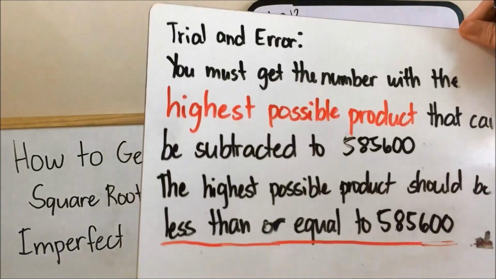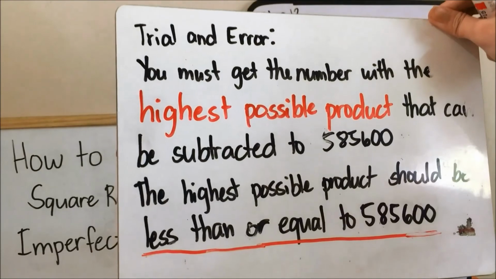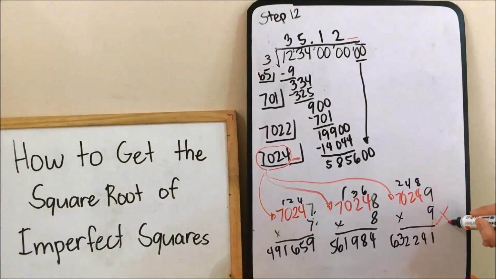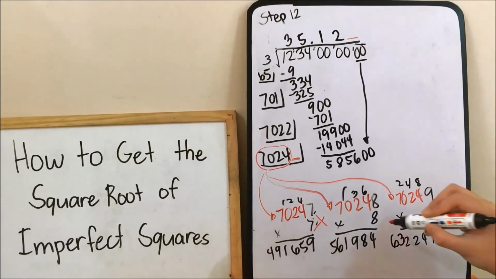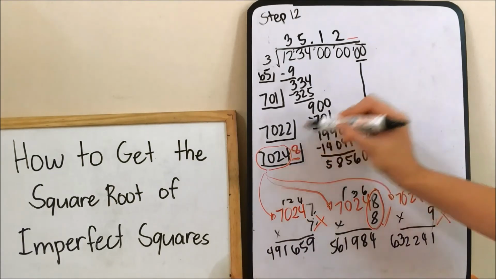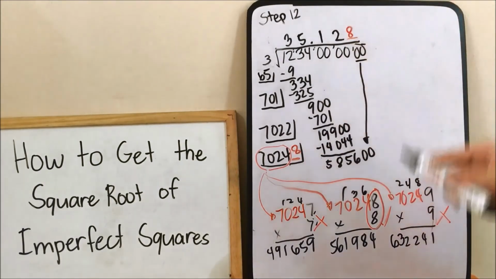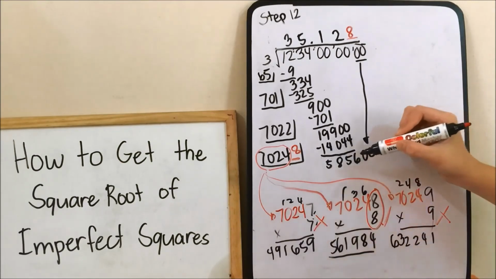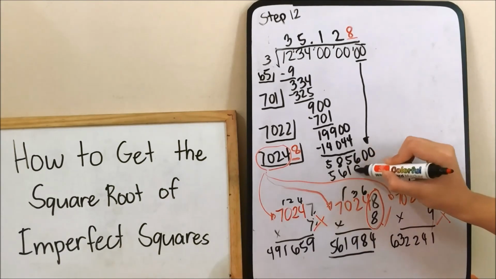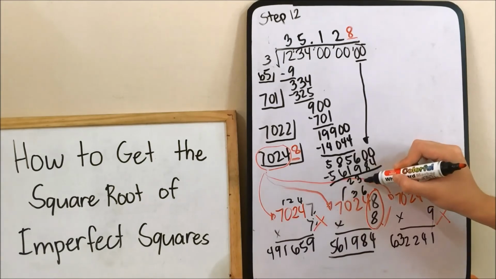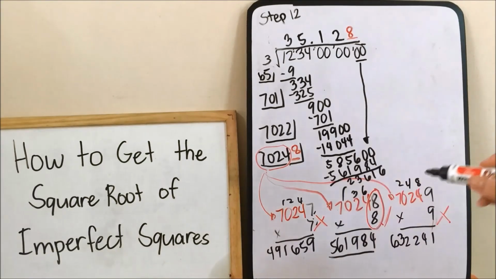32,241. So it is not less than or equal to 585,600. It is greater than. So this is not our number. This 9 is not our number. So our number is this, 8. So we'll put 8 here, 8 over here, at the top 2. And then we will subtract our highest possible product to 585,600. 23,616. Let's move on to our last step.